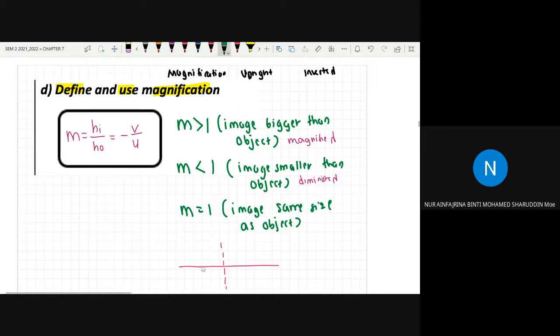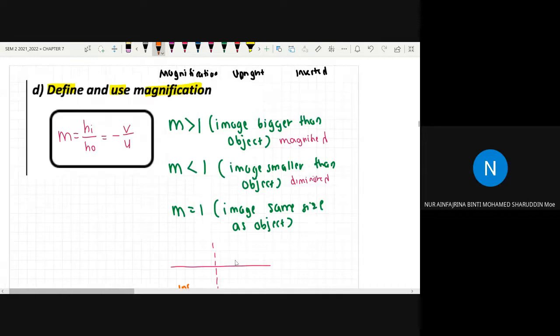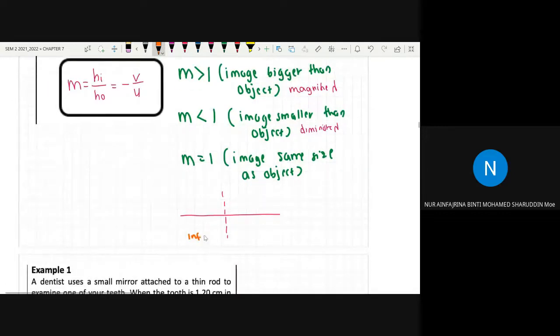Kalau awak dapat image awak dekat depan, in front of mirror, okay, tak kisah awak dapat in front ataupun back of mirror. Kalau image yang awak dapat tu in front, kita tahu dia adalah inverted. Kalau awak dapat back of mirror, dia adalah upright.